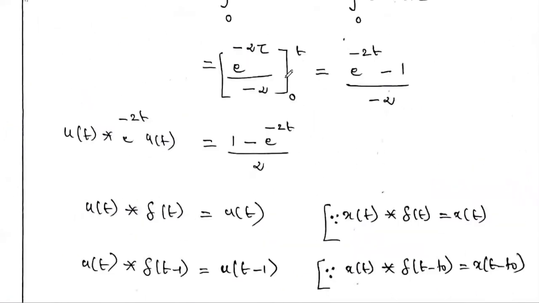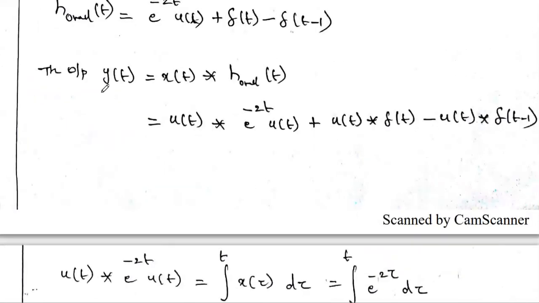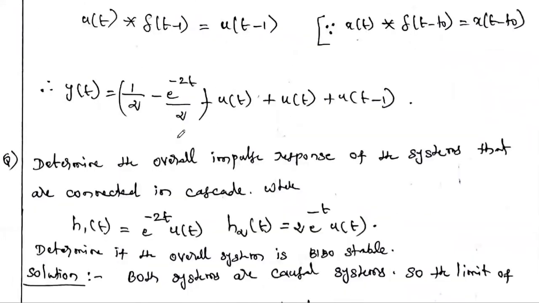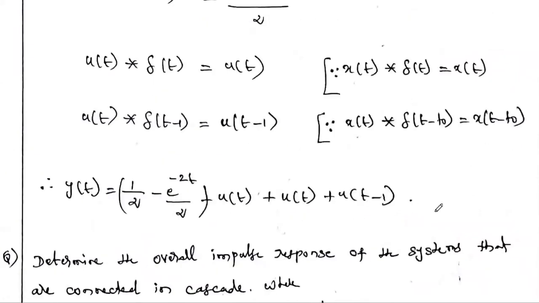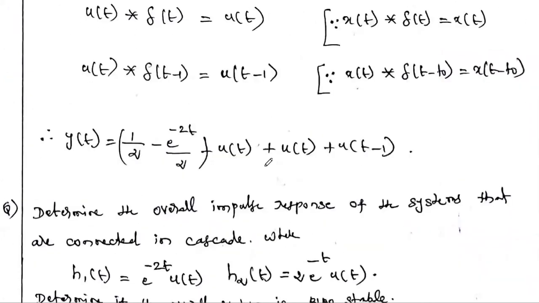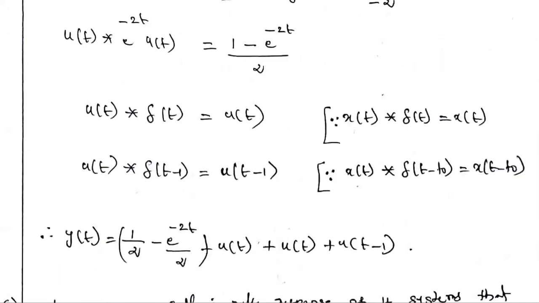We substitute these three answers in the formula for y of t. Therefore the output y of t equals the first answer, plus the second one u of t, minus the third one. So this is the overall impulse response of the system as well as the output produced by the system. This is one of the big questions in this topic of properties of convolution.